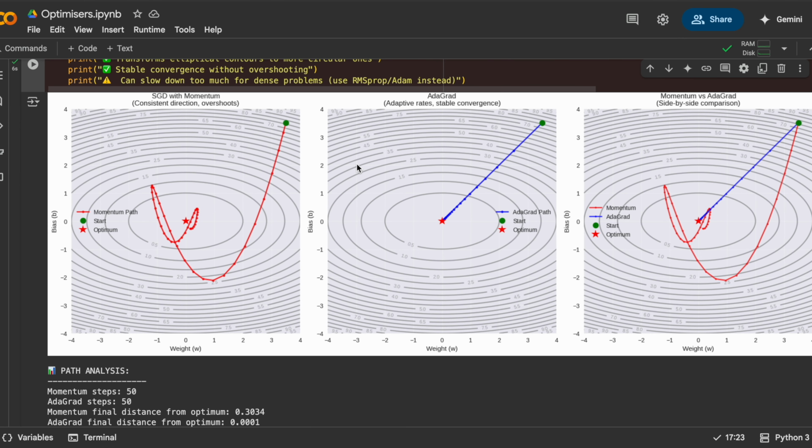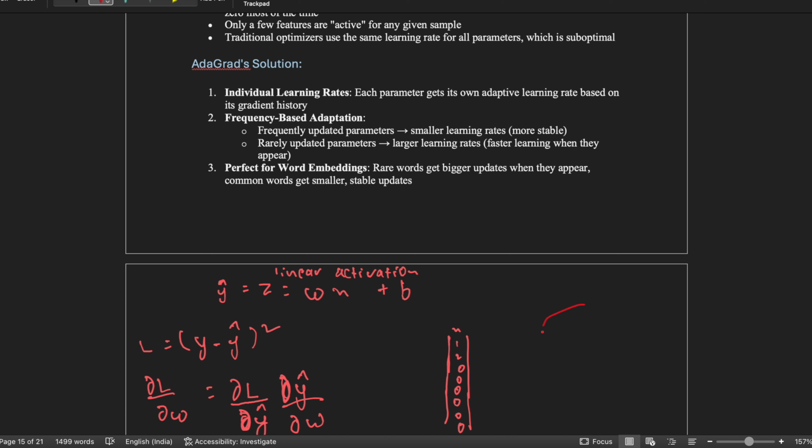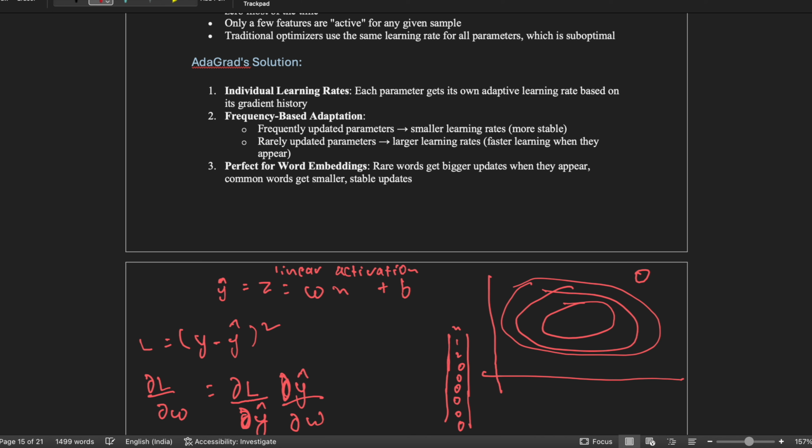Suppose that there is a velocity component here and here, and the resultant of those velocities. Here the weight velocity is zero, so only the bias change is happening, parallel to the y-axis, but on the weight side it is zero. Let's suppose there is a curve, and there is bias and weight. These are the two components of velocity, and this is the resultant.